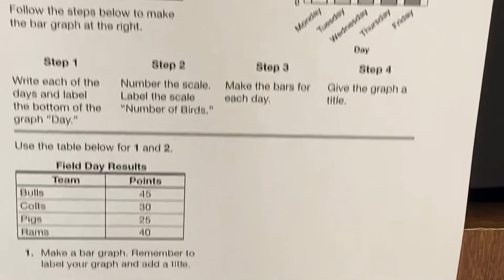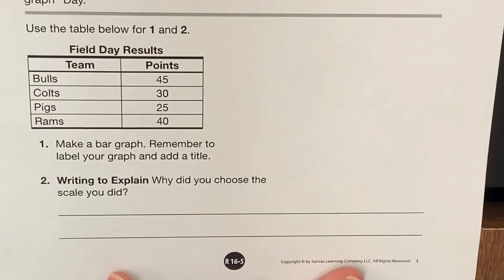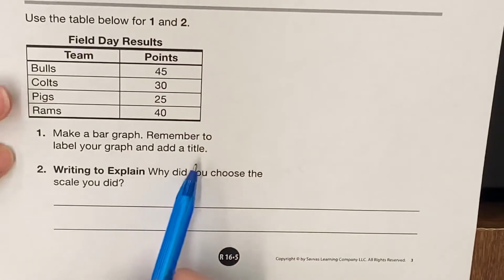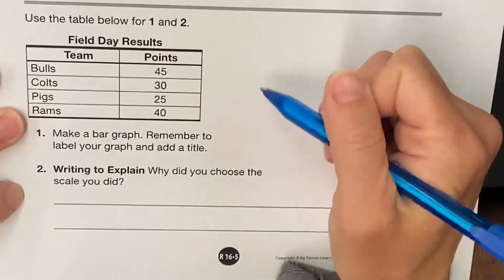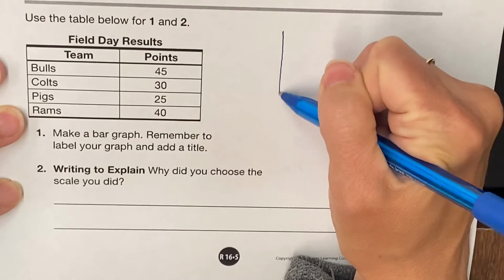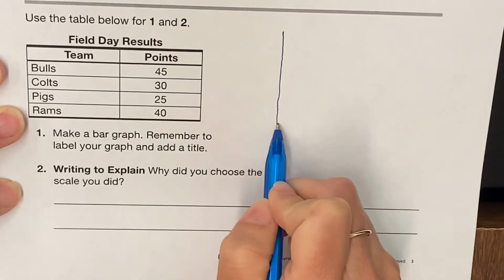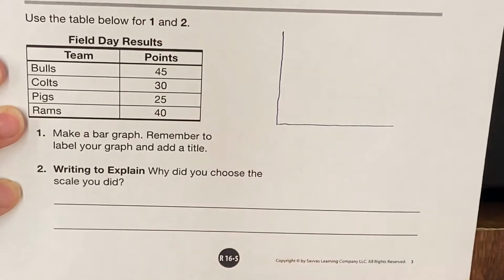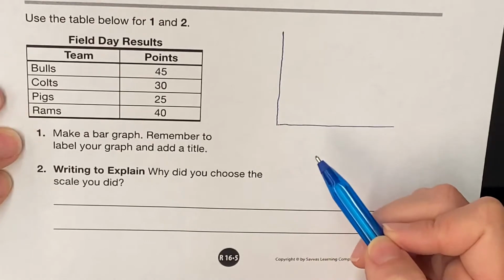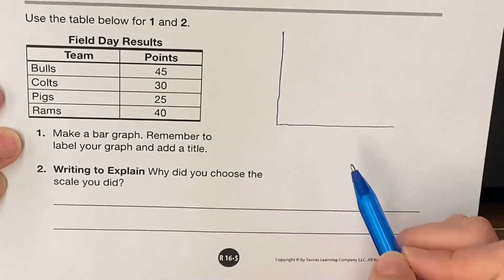So let's go make one ourselves down here at the bottom. Field day results. Okay. Make a bar graph. Remember to label your graph and add a title. So the first thing we're going to do is make a very large letter L, or a right angle. And we don't have to do all the lines right here. We're just going to worry about the bars.